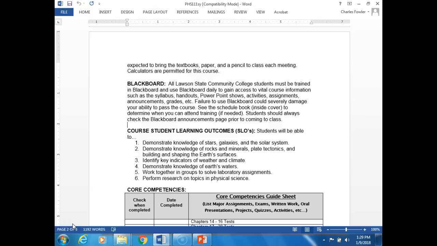Okay. The next one makes no sense at all. See the schedule book. We haven't had a schedule book in years, but they don't let us change this. Okay. Inside cover, there is no inside cover because there's no schedule book, to determine when you can attend training if you need it. So if you don't know how to use Blackboard, see me. I'm not an expert at it, but I can give you the basics. But I can find an expert if you need an expert. Okay, there's plenty of them around.